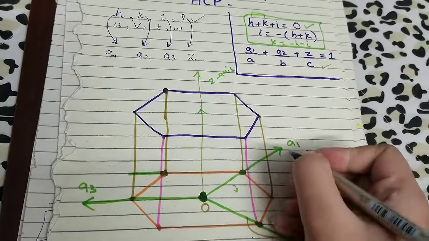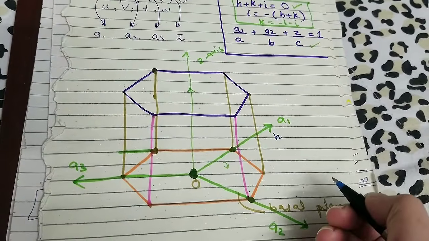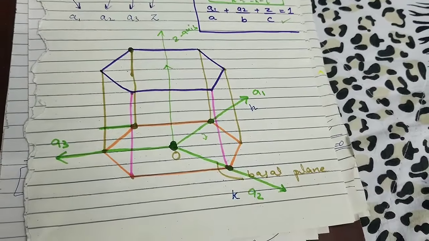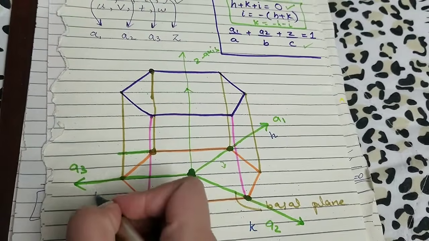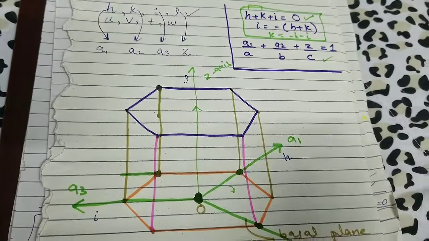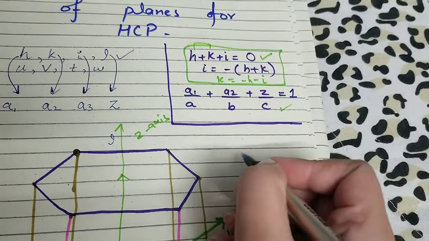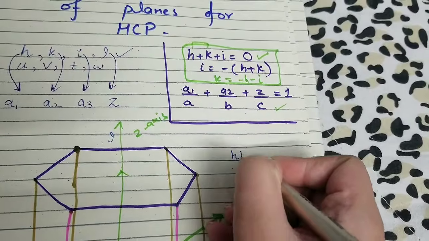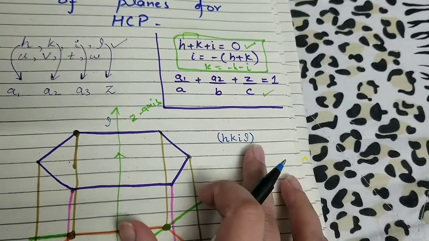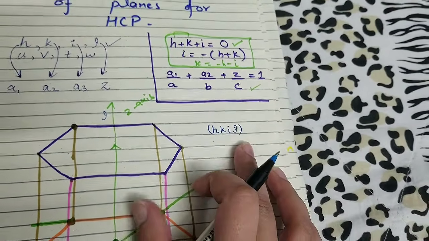Now A1 will help us to give the h index, the first index. A2 will help us to get the k index, the second index. A3 will give us the third index i, and z will give us the L index. Okay, and once they are determined, we write them like that, enclosed in round brackets, no comma in between them, no other sign. Okay, they are written like that.